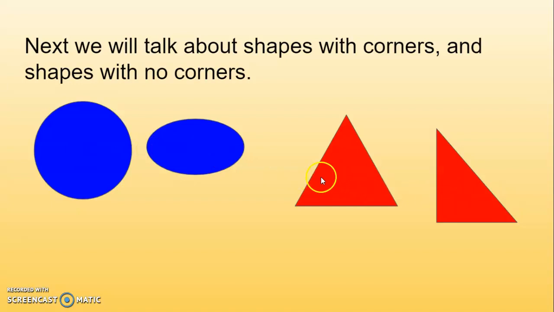These two shapes are both called triangles. They have 3 sides and 3 corners. 3 sides and 3 corners. This triangle also has 1 square corner. Do you see it?